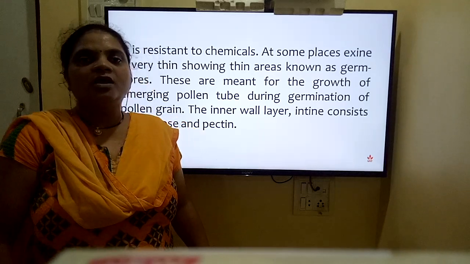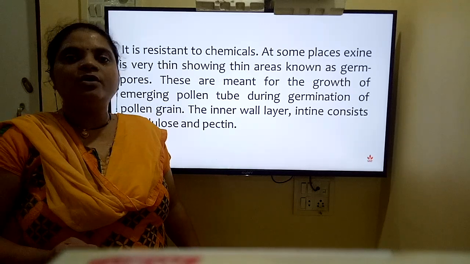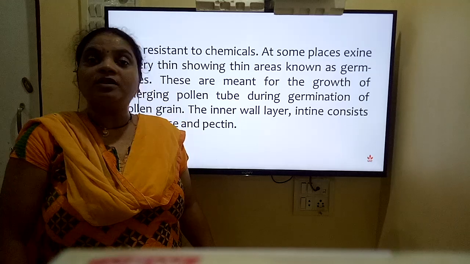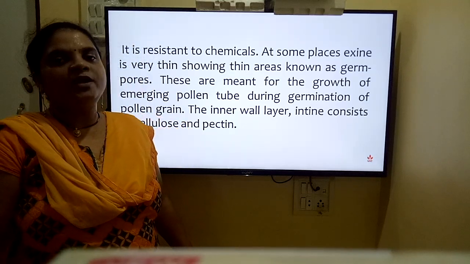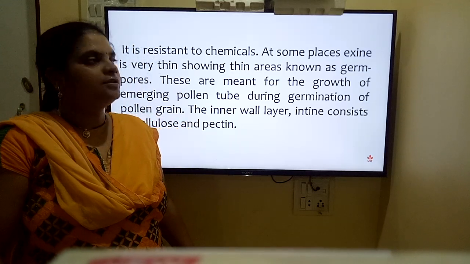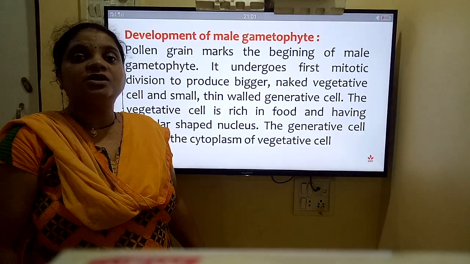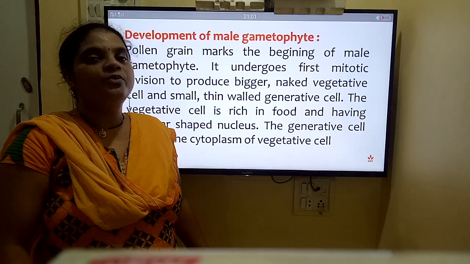Now the intine. The intine is below the exine. It is the innermost layer of the pollen grain or microspore, and it is made up of cellulose and pectin. This is all about the structure of the microspore or pollen grain.